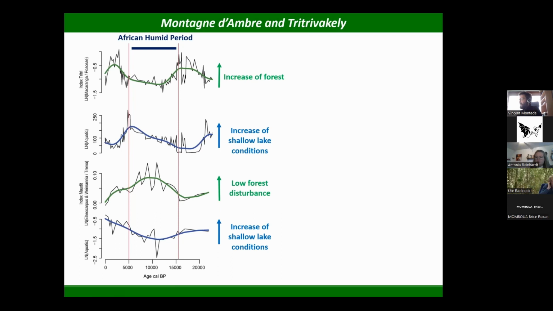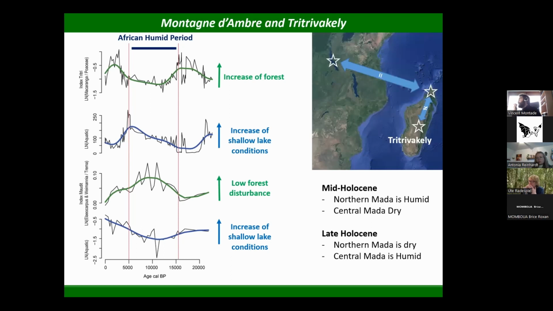And it seems anti-correlated again when you consider the aquatic plants for Montagne d'Ambre, showing that shallow lake conditions are increasing after 5,000 years before present, probably showing drier conditions in the north and more humid conditions in the central highland, when you have forest development and the decrease of shallow lake conditions there. So to conclude, it means that the north is quite in phase with what we observed at Lake Tanganyika, for example, but it looks quite different in pattern, anti-correlated with what we observe, at least from the mid to late Holocene, with the Tritrivakely record.